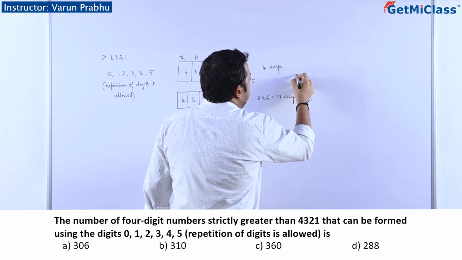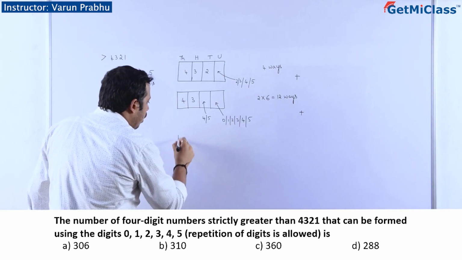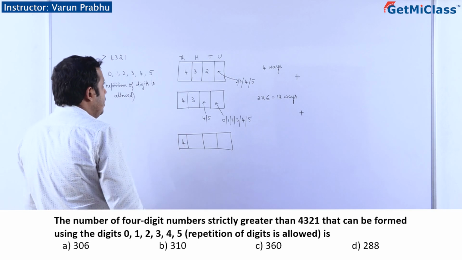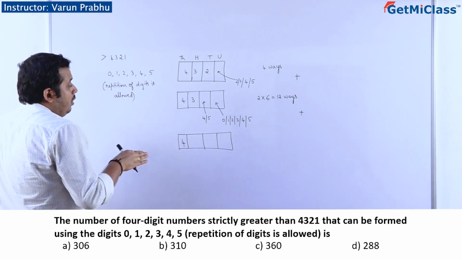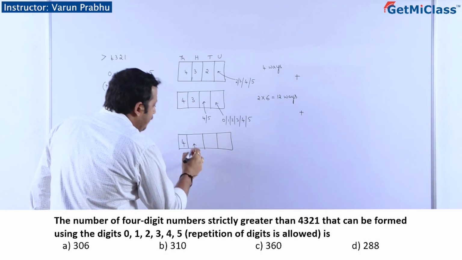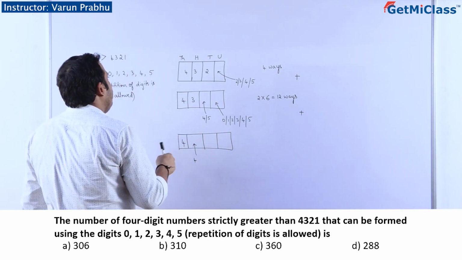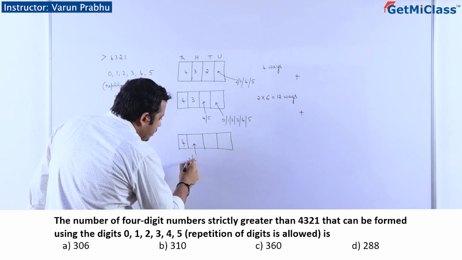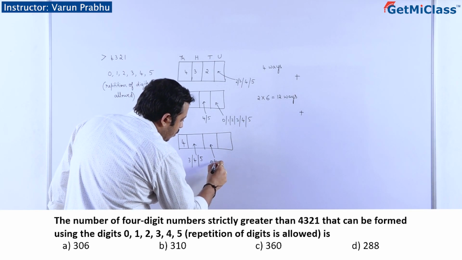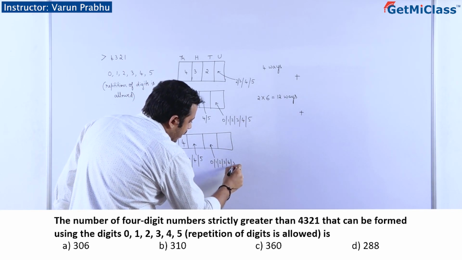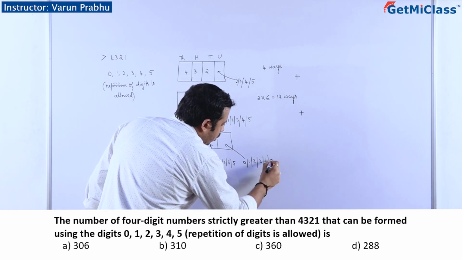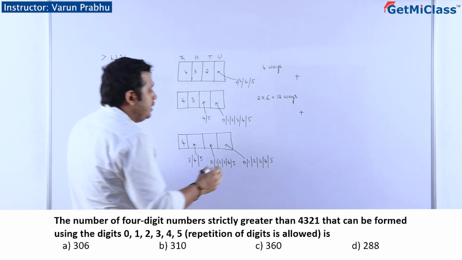Are you getting it? It should be either this way, or we are concentrating on filling it up with 3 boxes now. It should start with 4. Now if it's starting with 4, it can be 4321, it can be 4400 also, or it can be 4380 also. It can be 4, then 3, 4 or 5, and the next place can be 0 or 1 or 2 or 3 or 4 or 5. Similarly, the last place can be 0 to 5, correct or not?